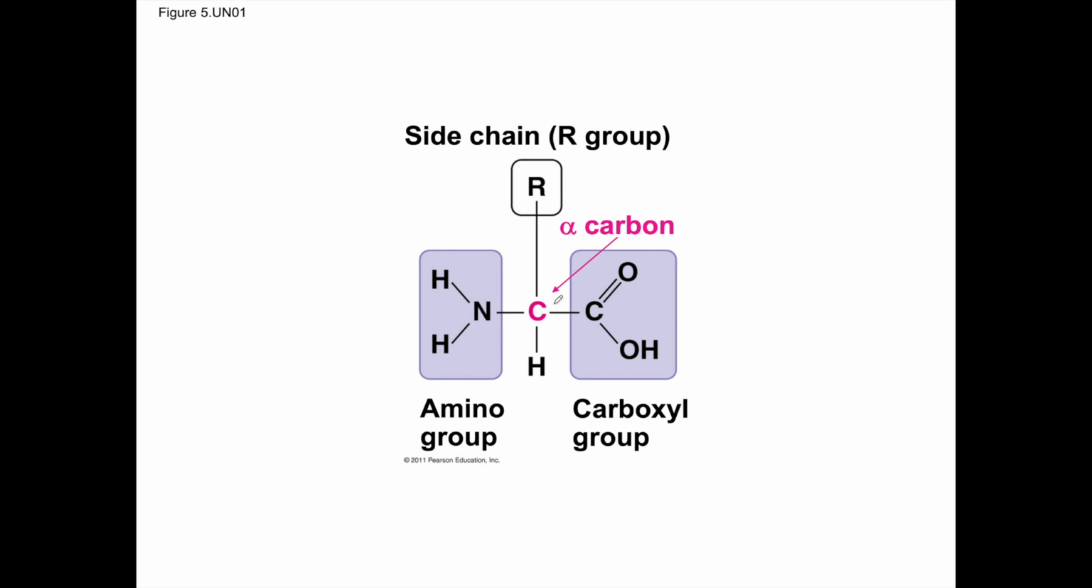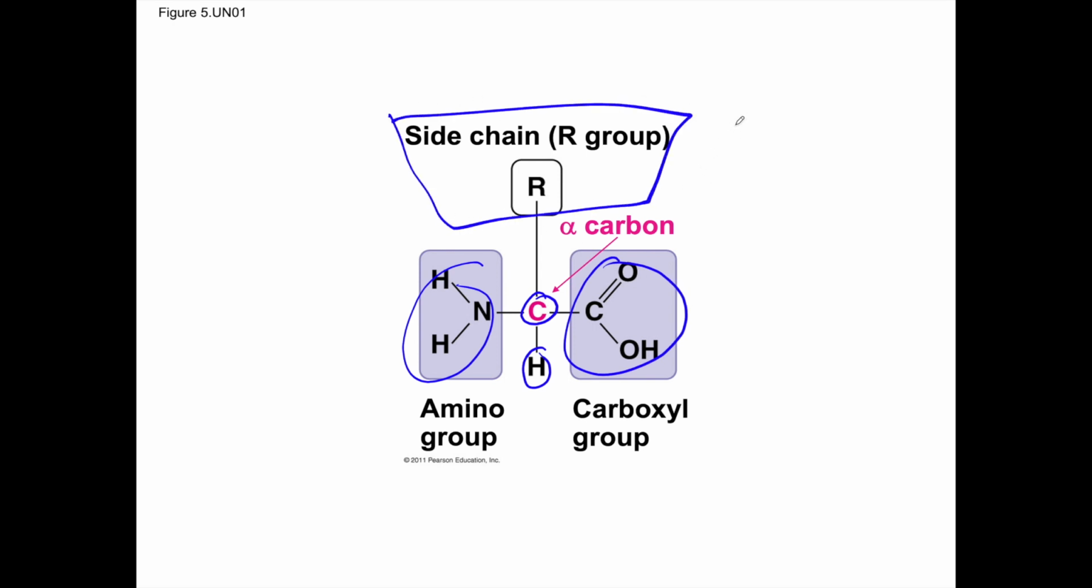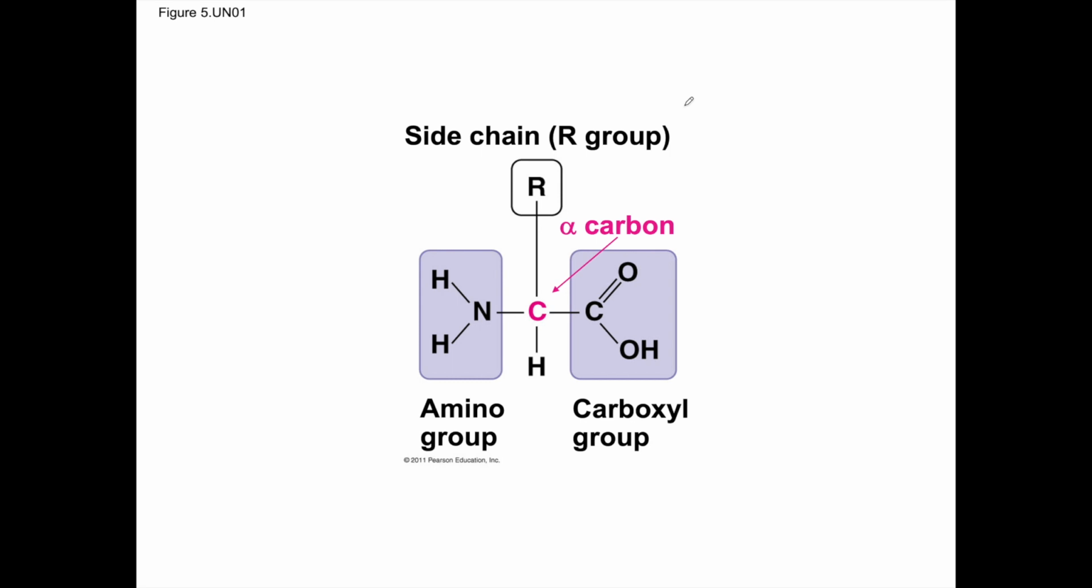Every amino acid has the same basic structure: alpha carbon, hydrogen, amino group, and carboxyl group, and then an R group or a side chain. And what makes the 20 amino acids different from each other is the R group or the side chain. Okay, that's the level of detail you need to know about the amino acids.